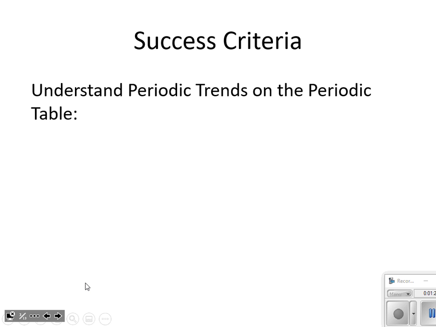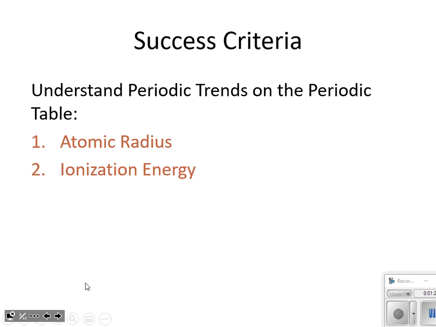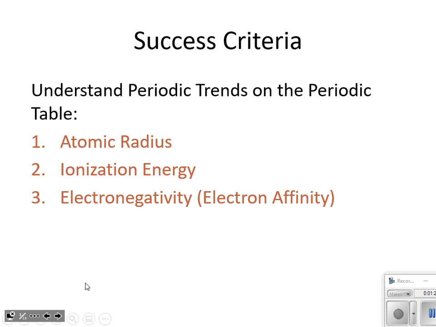So we're going to be taking a look at a few of these trends: atomic radius, ionization energy, electronegativity, which is almost the same. It's very, very similar to the way the electron affinity trend works. So we're going to group electronegativity and electron affinity in one group. Reactivity, and then finally, metallic character.